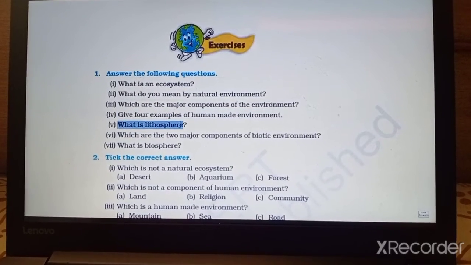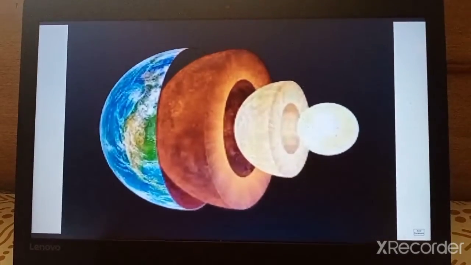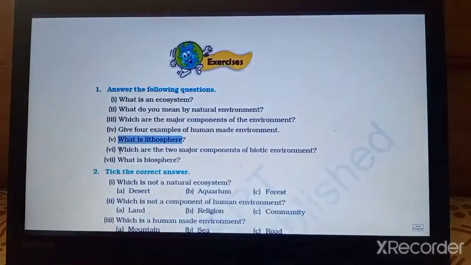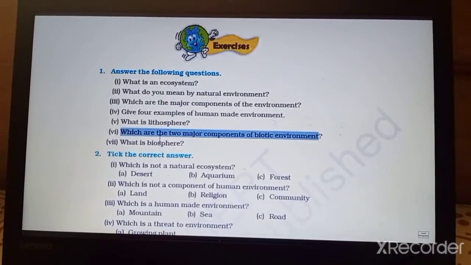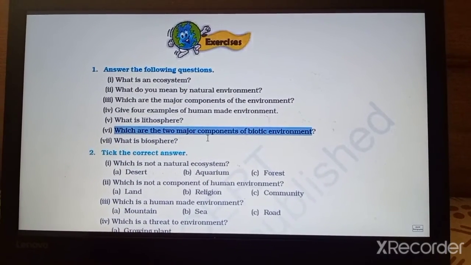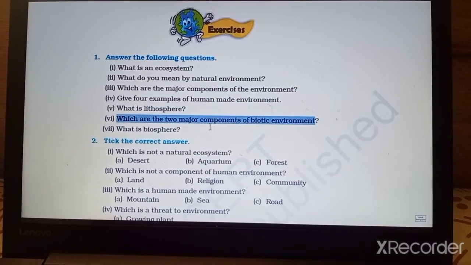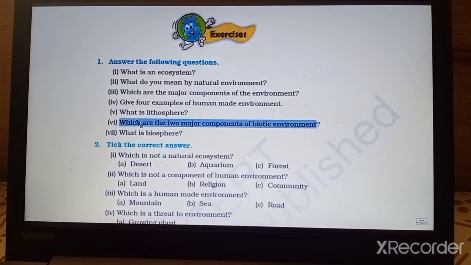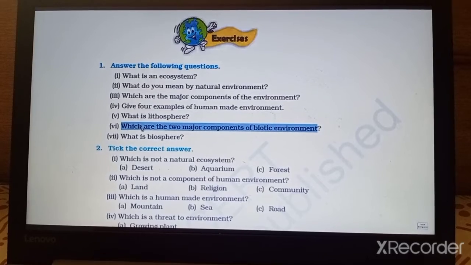Fifth question, what is lithosphere? Lithosphere is the solid crust part of the earth, the upper layer of the earth where you see the rock bed and on which we walk. Sixth question, which are the two major components of biotic environment? Let me tell you what is biotic environment. Biotic environment is nothing but where all the living organisms exist, including humans. So the two components are human-made resources as well as natural resources.